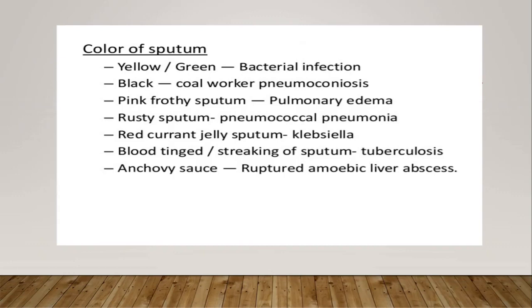The color: usually yellow or green in bacterial infection. Rusty sputum is caused by pneumococcal pneumonia or streptococcal pneumonia. Blood-tinged sputum in case of TB, and frothy sputum with blood tinge in acute pulmonary edema.